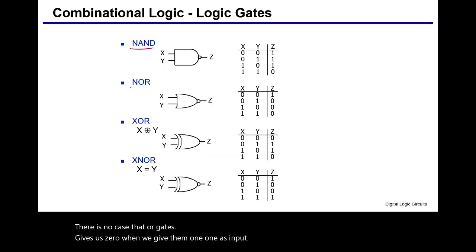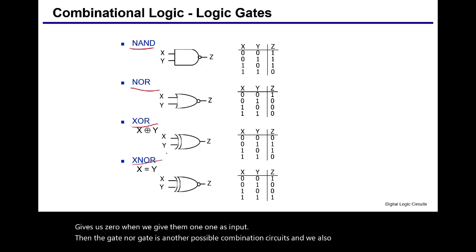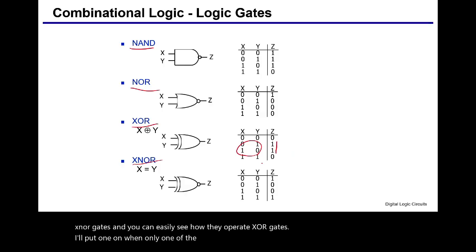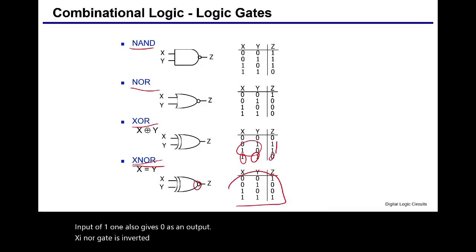NAND gate and NOR gate are other possible combinational circuits, and we also have XOR gate and XNOR gate, and you can easily see how they operate. XOR gate outputs 1 when only one of the inputs is 1, but unlike an OR gate, an input of 1, 1 gives 0 as an output. XNOR gate is the inverted version of the XOR gate.